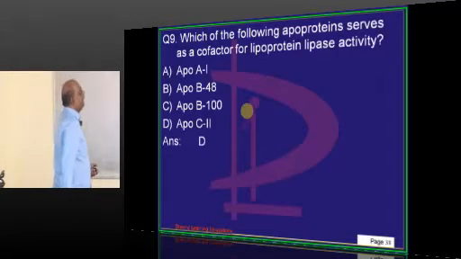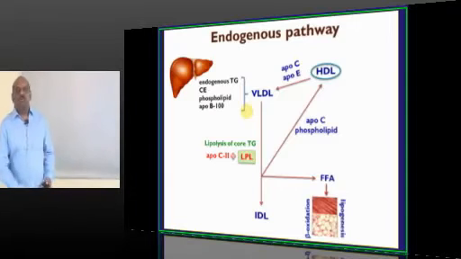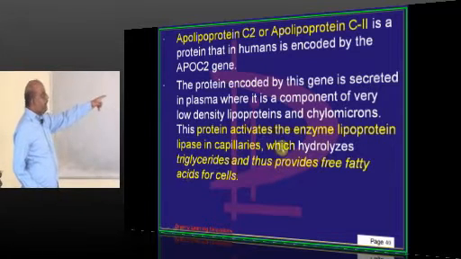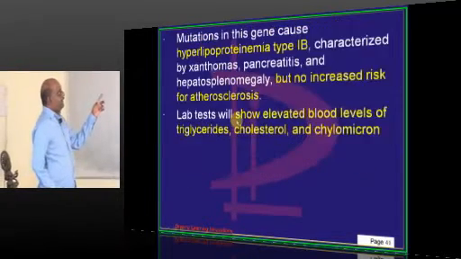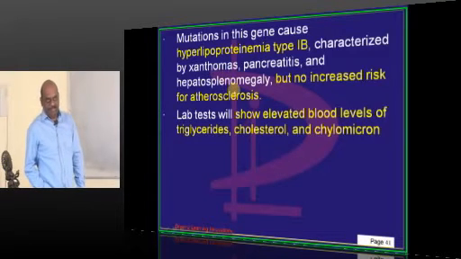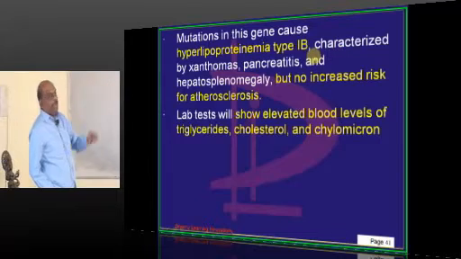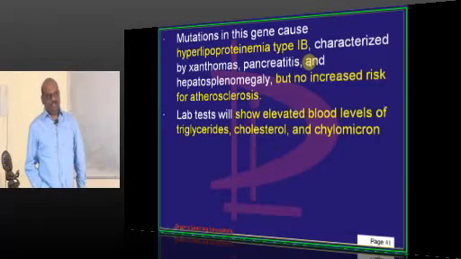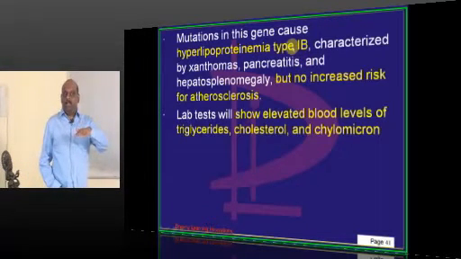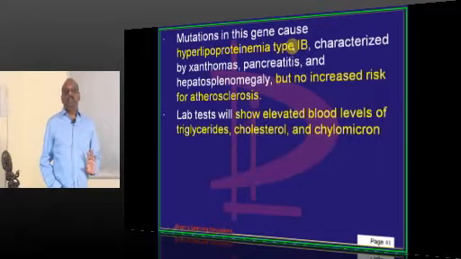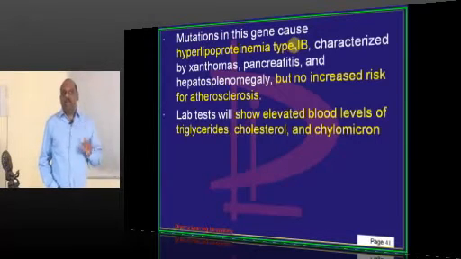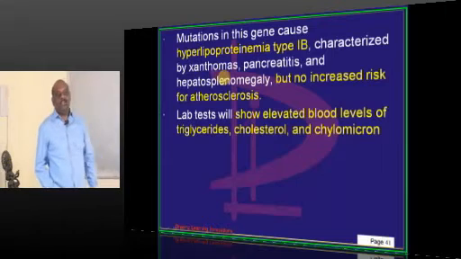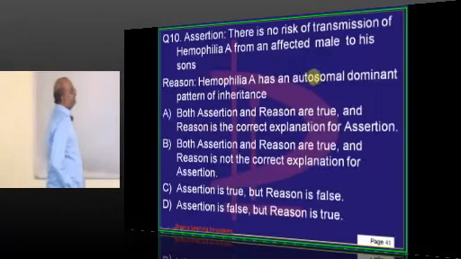OK, so doctor, it is the Apo C2 which is the cofactor, is what you have to basically remember. Apo C2 will activate the enzyme lipoprotein lipase in capillaries, and any mutation of this Apo C2 gene will lead to hyperlipoproteinemia type 1b. But in these people, unlike the other hyperlipoproteinemias, there is no increased risk of atherosclerosis. In which hyperlipoproteinemias do triglyceride plus cholesterol elevate, in which only triglyceride, in which only cholesterol, or in which hyperlipoproteinemia you have risk and no risk of atherosclerosis is a favorite issue of the examiner, is what you need to remember.